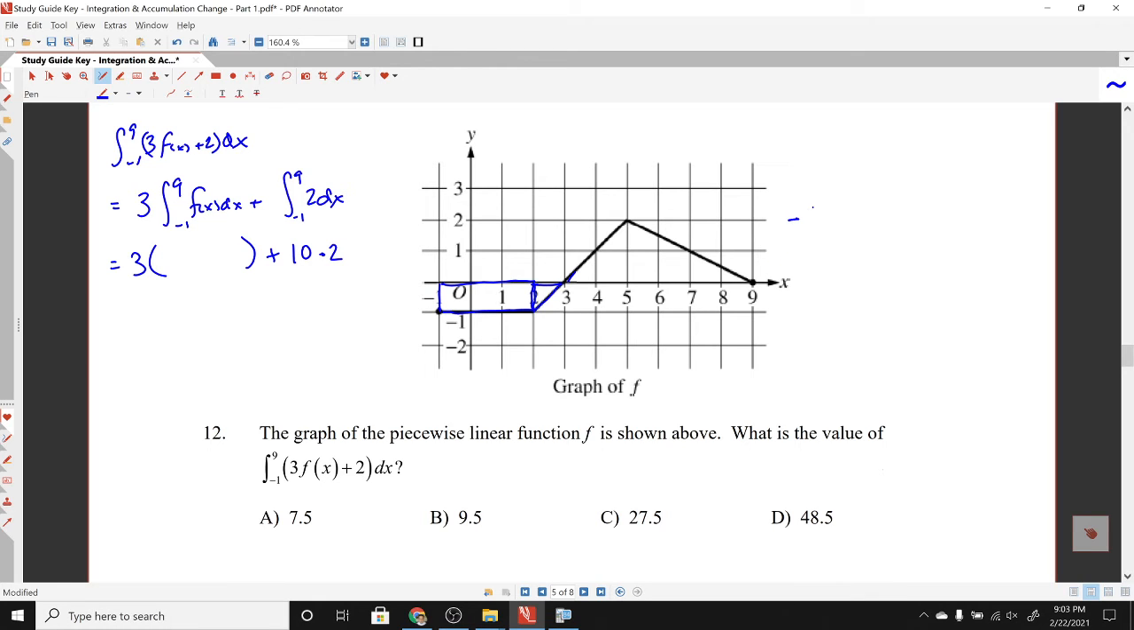So first of all, this first piece is going to be negative. The width is 3, the height is 1. Negative. This next one is a triangle, so it's one half base times height, and this last one has a base of 1, 2, 3, 4, 5, 6, and a height of 2. So I get negative 3 minus 1/2 plus 6. So 6 minus 3 is 3, minus 1/2 is 2.5, which is 5/2.